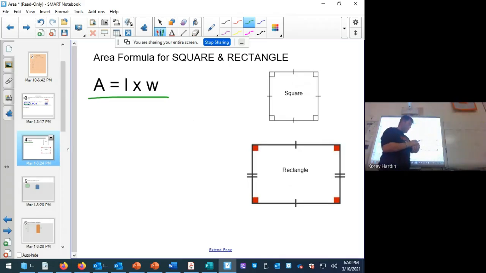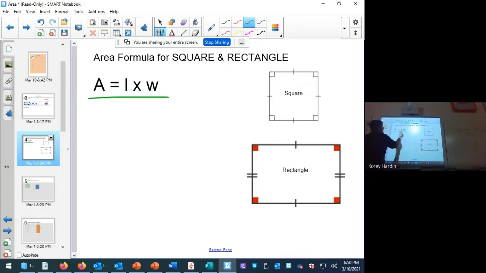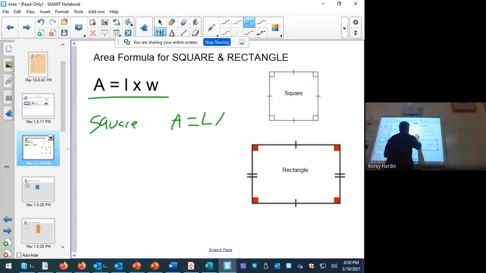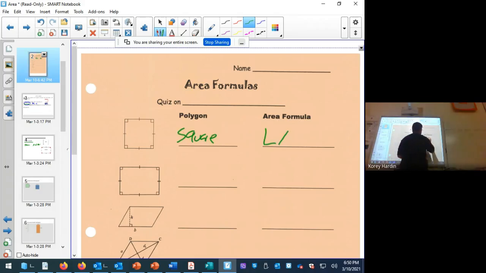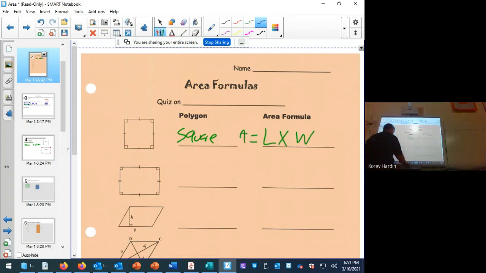So what you're going to do is wherever it says the shape, you're going to write square. And where it says formula, A equals length times width. Let's do this here just in case. So this is going to be a square, and area equals length times width. Okay? And the same thing for the rectangle.